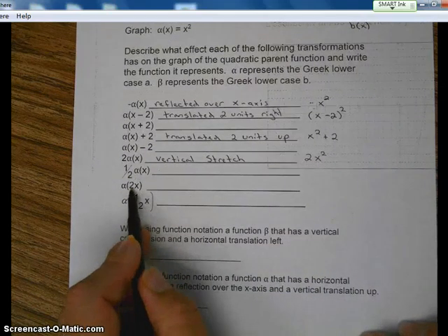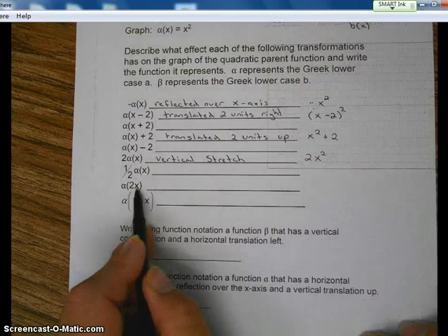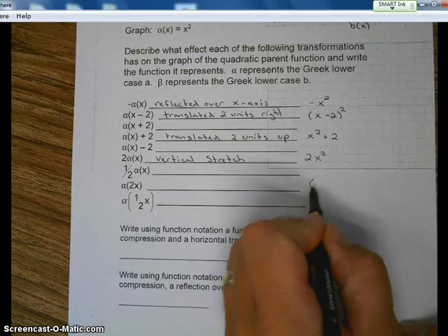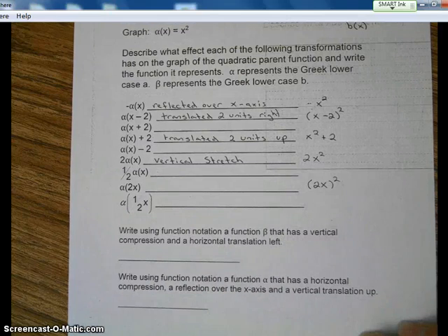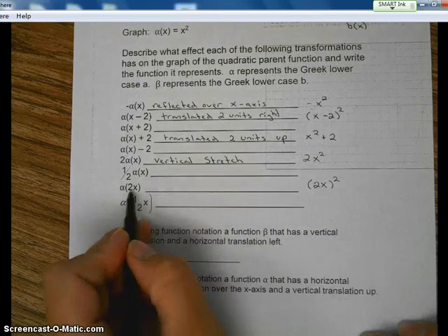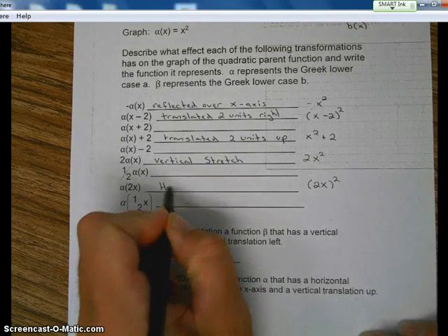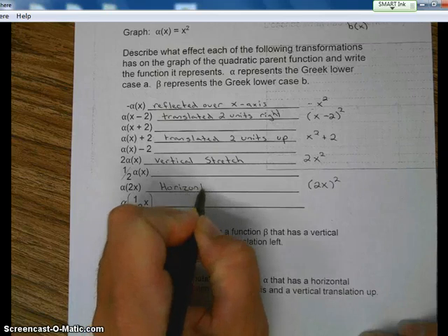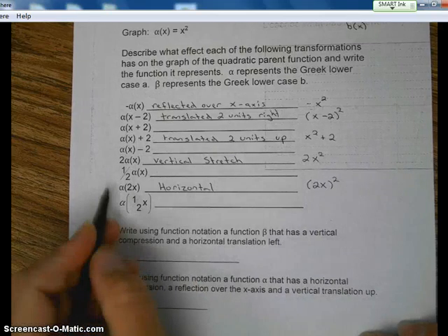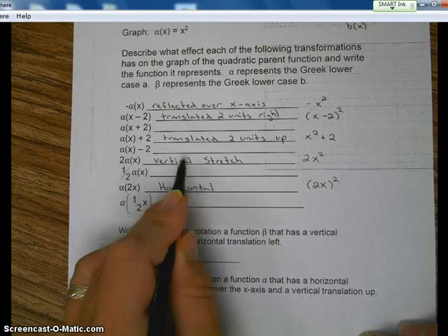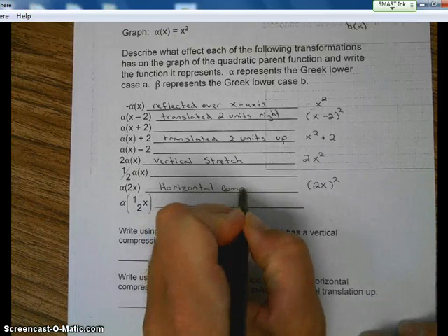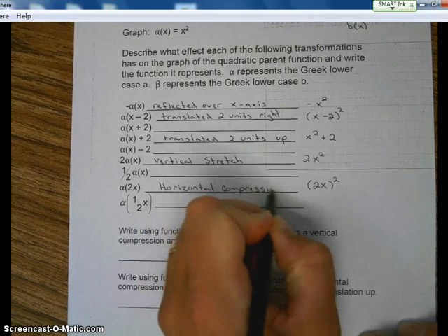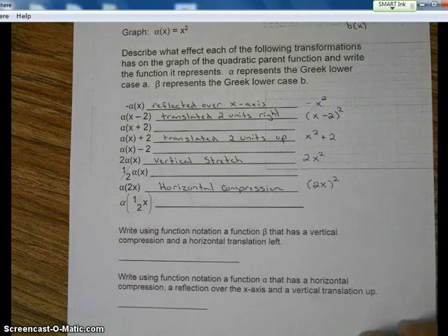Now here, notice that the number is on the inside with the x. That would be the same thing as that. So notice it's affecting the x, so we're going to have a horizontal change. And it's the opposite of the vertical, so it's going to be a horizontal compression. And I'll let you do that one.